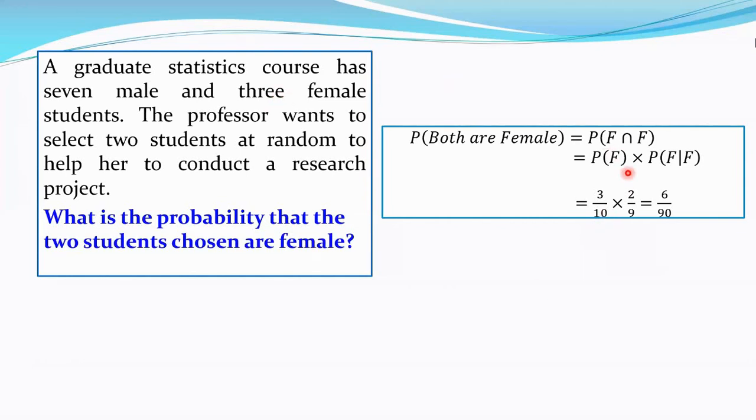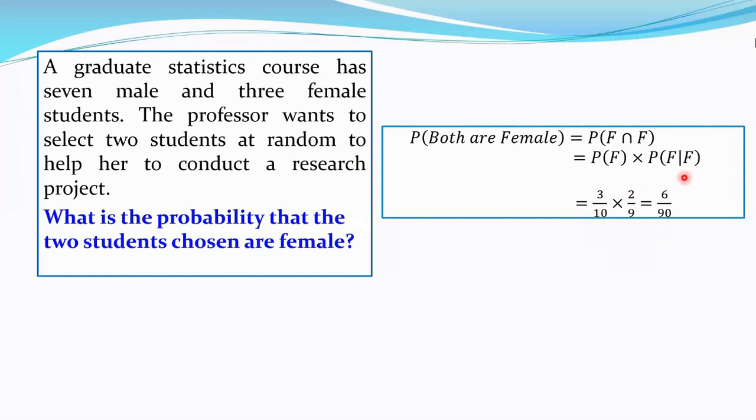If the first student has been selected, then what is the probability that the second student is also female? That is the probability of F given F. Now here only 9 students remain. Already 1 student is selected, so there are 2 female students. So the probability of selecting 1 student out of 9 is 2 over 9. So the probability of getting both female students is 6 over 90.